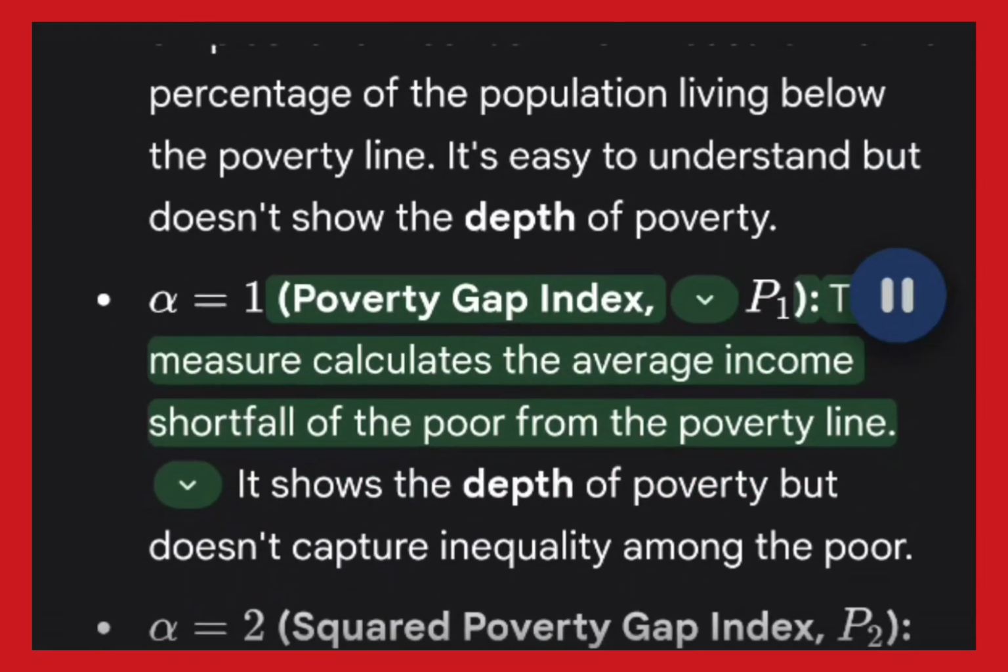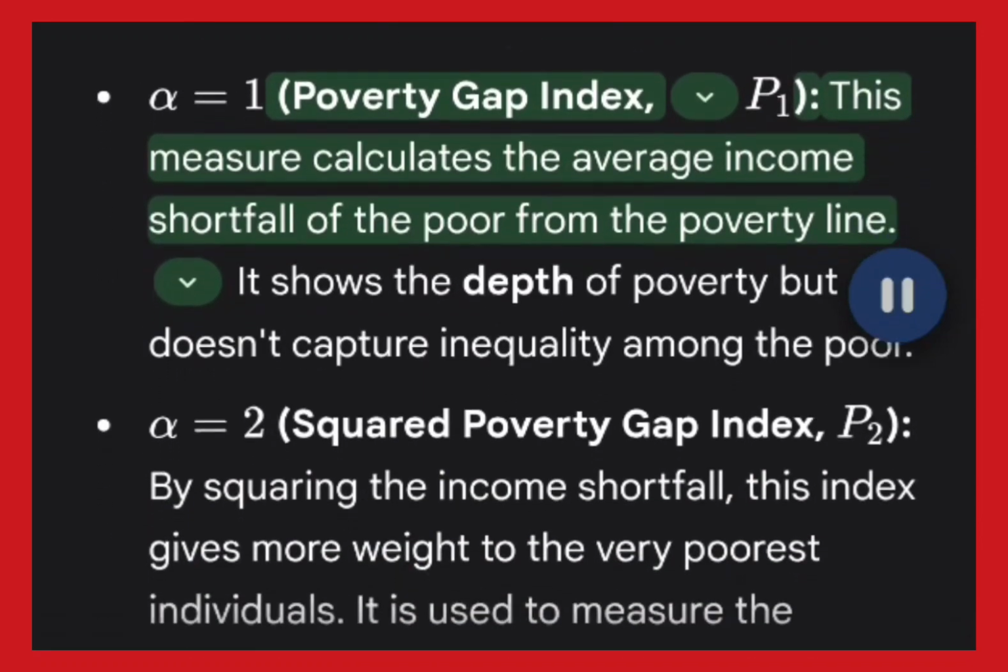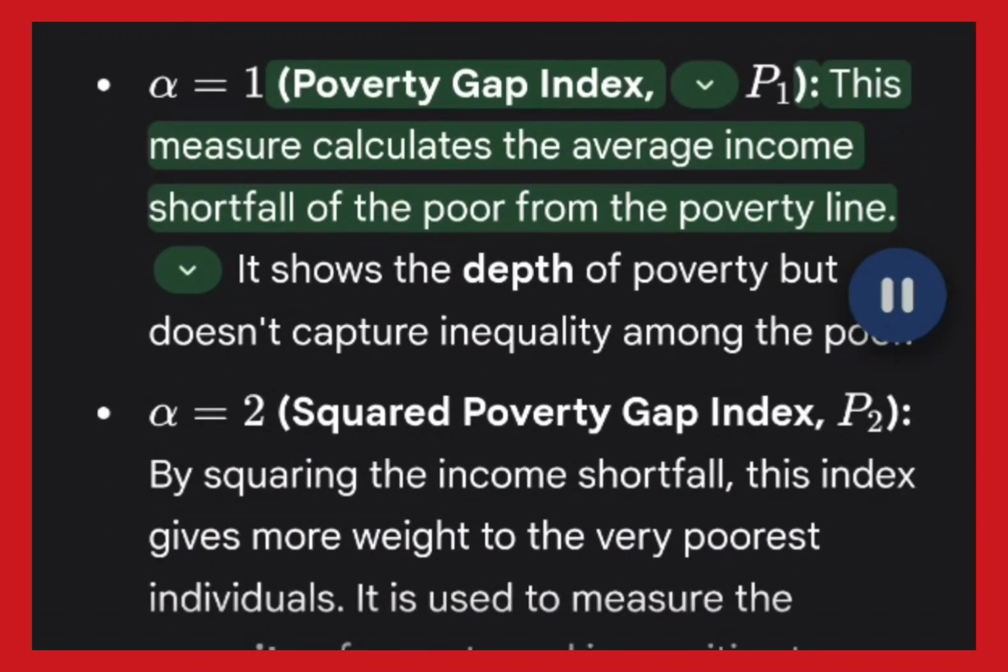Alpha equals 1, poverty gap index, P_1. This measure calculates the average income shortfall of the poor from the poverty line. It shows the depth of poverty but doesn't capture inequality among the poor.